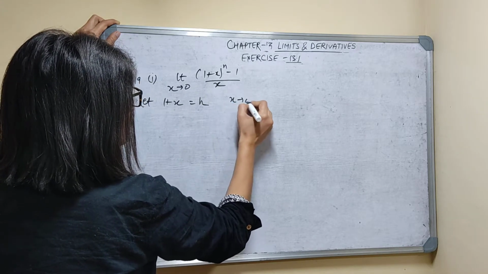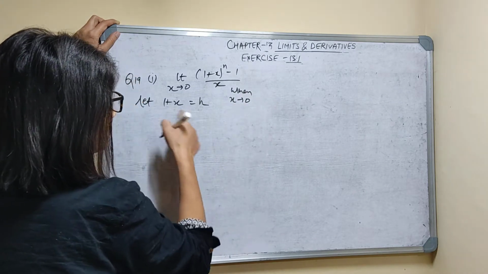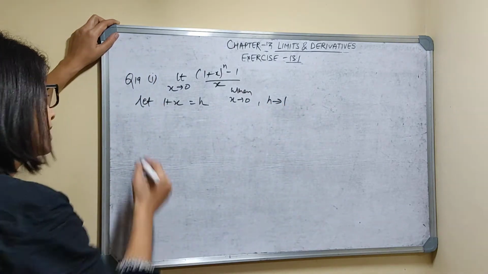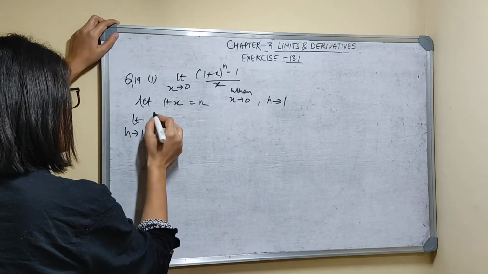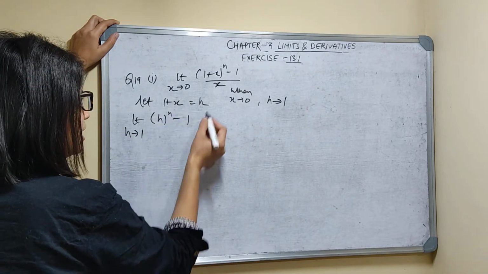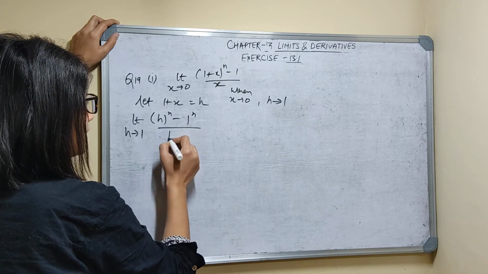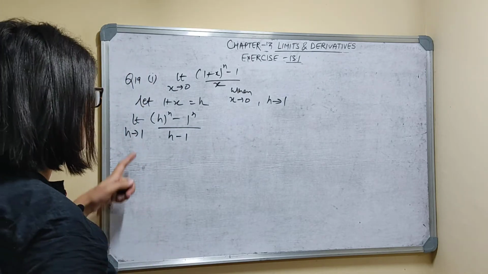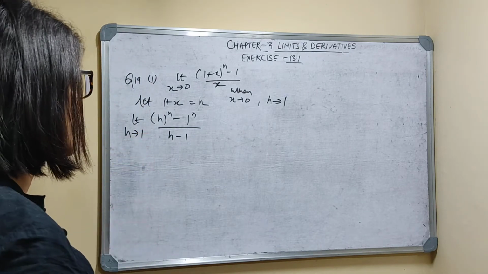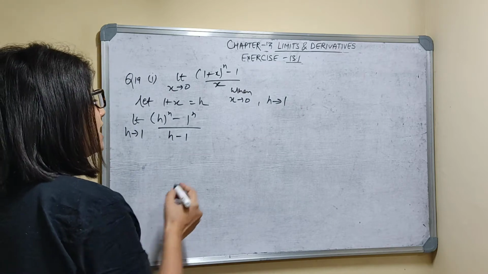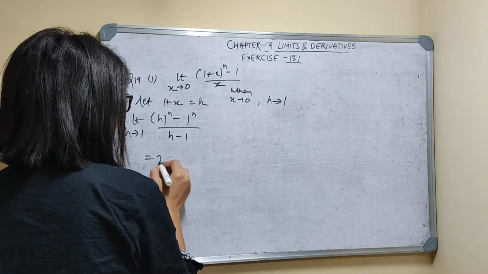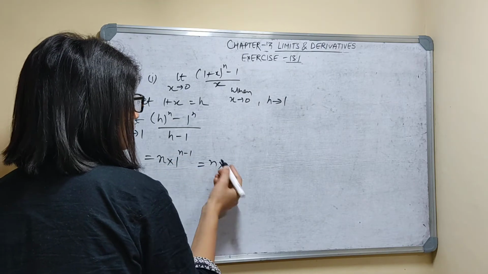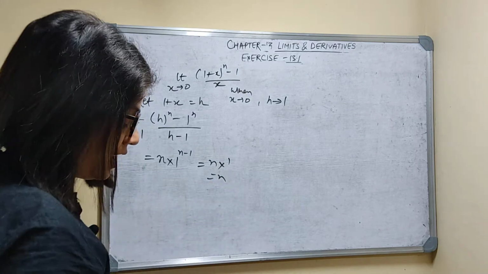So when x tends to 0, h tends to 1 plus 0, so h tends to 1. Now I can change the limit: as h tends to 1, 1 plus x I can write as h, power n minus 1. I can write 1 power n also, upon x, that is h minus 1. So it will come in that form, limit x tends to a, (x power n minus a power n) upon (x minus a), which is equal to n a power n minus 1. So n into 1 power n minus 1, that is 1 only. The answer is n.